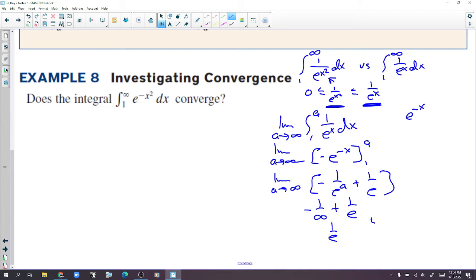So now we can say by comparison test, the integral from 1 to infinity of e to the negative x squared dx, all we can say is that it converges. We can't say what it converges to, but we can say that it converges. I keep hitting the erase button on this pen.